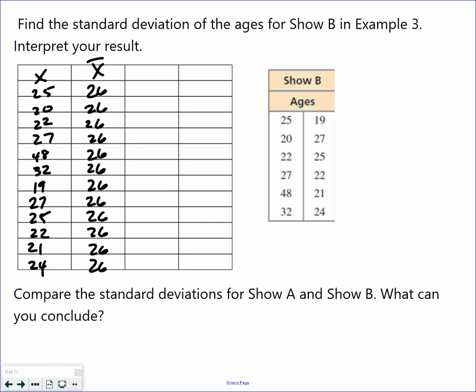Next column, I'm going to go ahead and change colors here. Now you're going to take the number minus the average. So again, you are going to get some positives and some negatives here. So take the number minus the average. -7, 1, -4, -5, -2. Next, I'm going to square all the numbers.